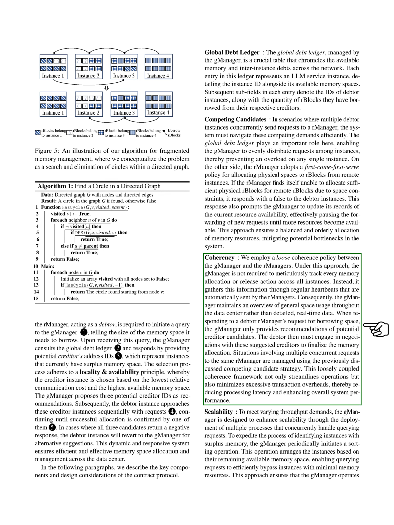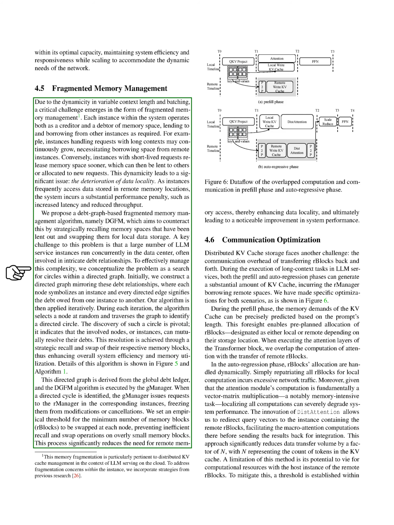Section: Fragmented Memory Management. We're dealing with a complex issue here: managing fragmented memory in a dynamic system. In this system, each unit both lends and borrows memory space as needed. For instance, units dealing with long-term requests may need to borrow space from others, while those with short-term requests can lend their freed-up space.